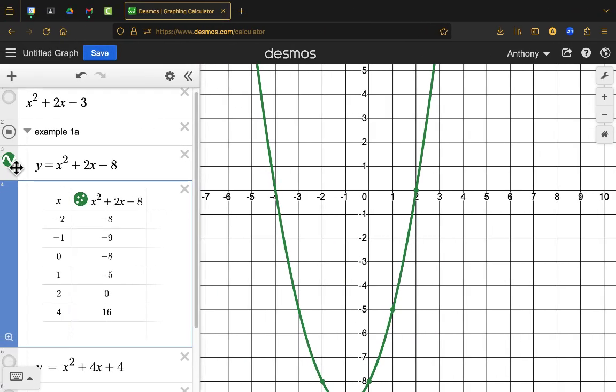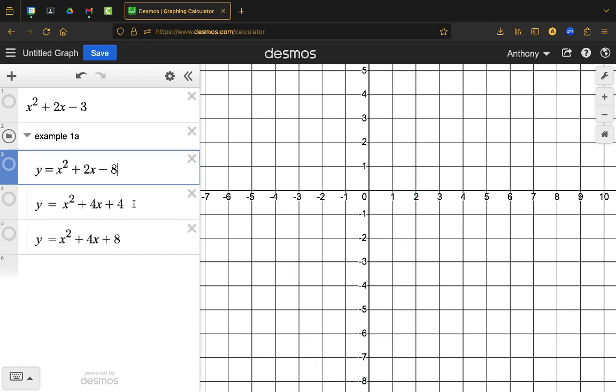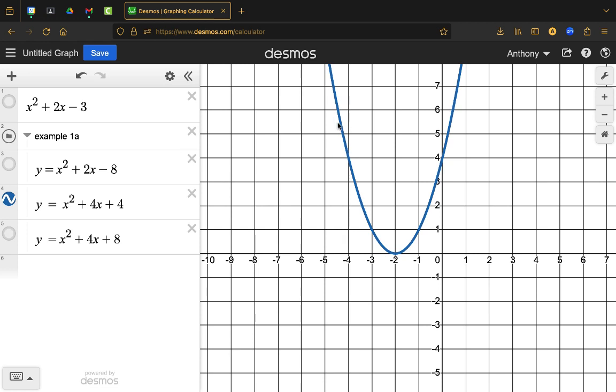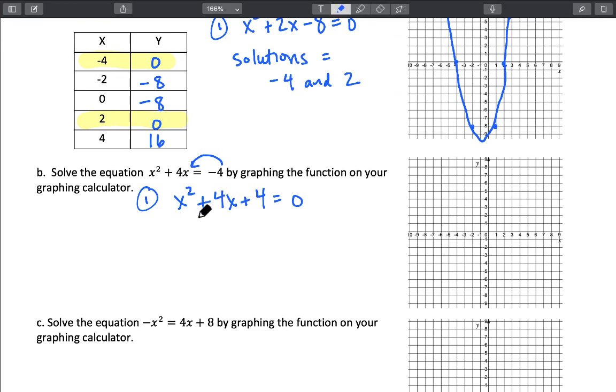I'm going to turn off this first graph here. And let's take a look at this second graph. Here is x squared plus 4x plus 4. And you can see that this graph comes down, this parabola, and bounces off the x-axis here at negative 2, 0. So this is an example that has one solution. All right, so going back here, I have one real solution. And that one real solution is x equals negative 2.